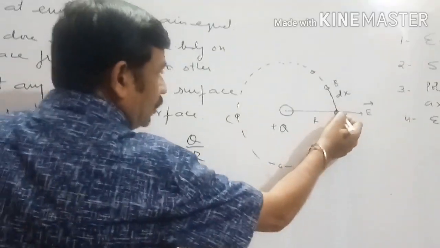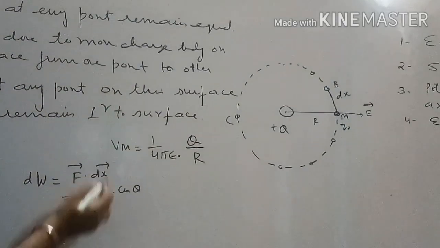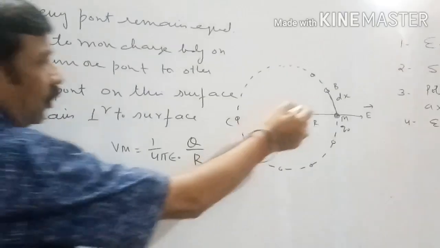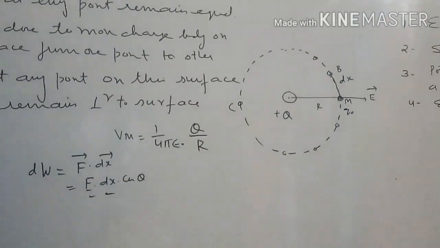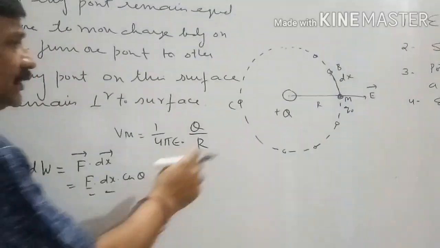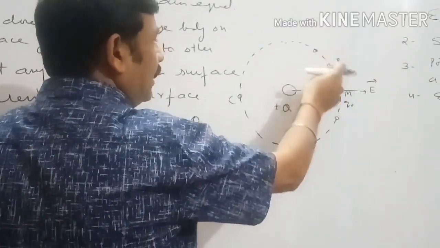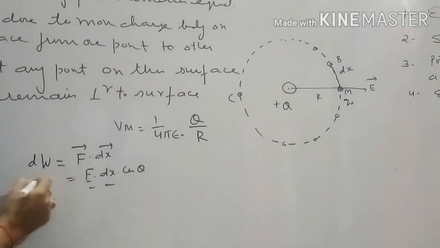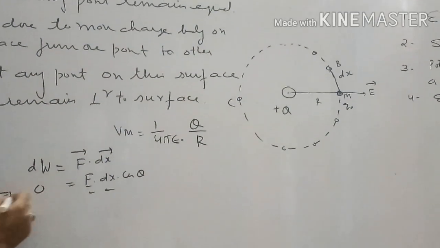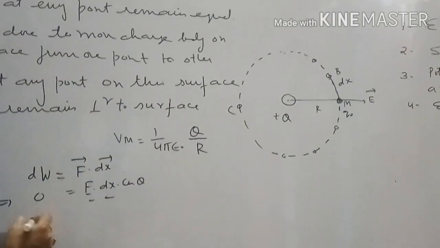Now here the charged body is experiencing Lorentz force. On moving from M to B, the charged body has some displacement also. But since both the points are at the same potential, the potential difference will be 0, hence work done should be 0. So this implies that 0 is equal to F dx cos theta.